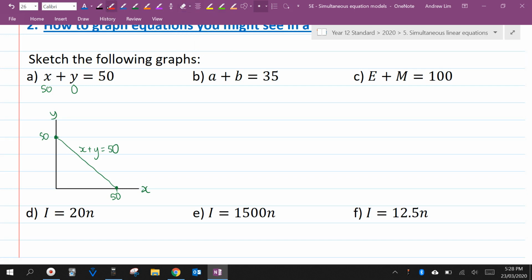I'm going to do B with you, and then I want you to have a go with C. So question B, we've got a plus b is equal to 35. Just imagine it means the number of apples plus the number of bananas is equal to 35. There's 35 fruit altogether. So let's have this as our bananas, and these as our apples, or a and b. If there were no apples, how many bananas would there be? There'd have to be 35. But if there were no bananas, there'd have to be 35 apples. And then you just draw your straight line.